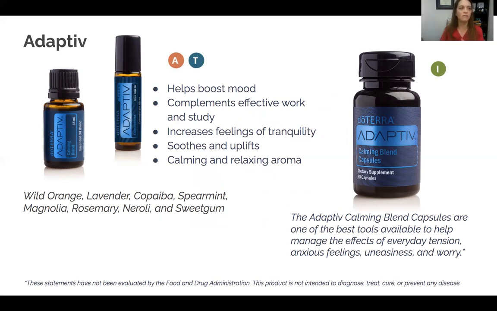Adaptive is another one. If you suffer from a lot of things coming at you, like what did we all just go through in 2 years? This was one of my favorite blends, as well as the supplement to support your life when things are really going awry, right? So if you are having a lot of stressors at you at once, that's when I use the supplement. But on a daily basis, I like to diffuse adaptive in order to keep myself calm and grounded. And you could see what different essential oils are in that blend as well.